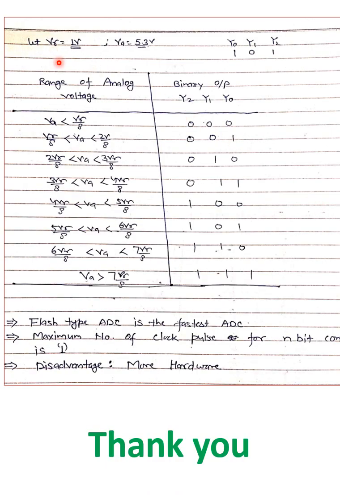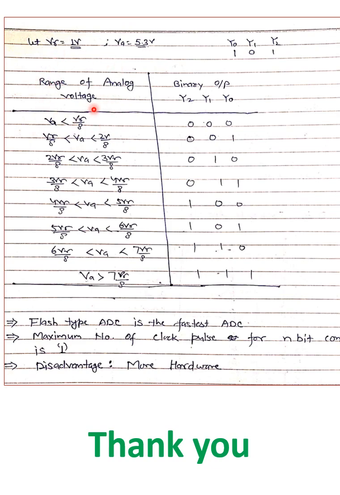So let's see how this flash type ADC works. Let the reference voltage of the above circuit be 1 volt, and we want to convert 5.3 volt into digital form. Then this is the output of the priority encoder, where Y0 is the LSB and Y2 is the MSB, and this is the range of the analog voltage.